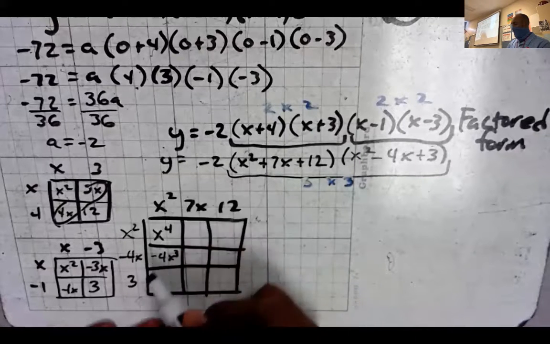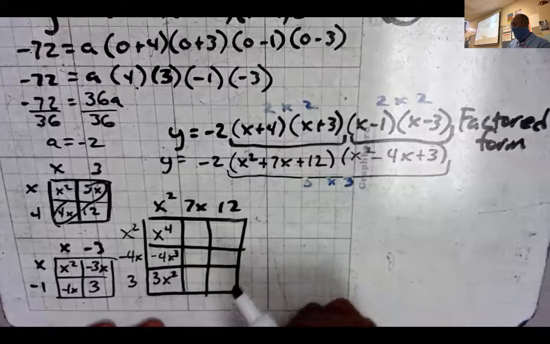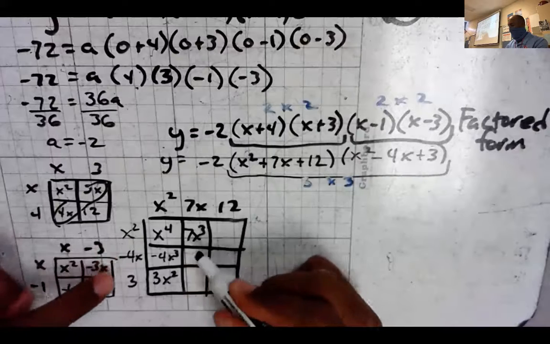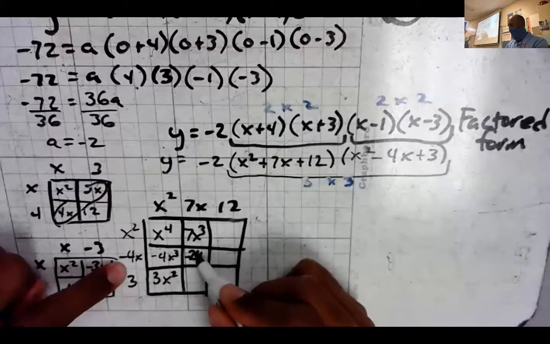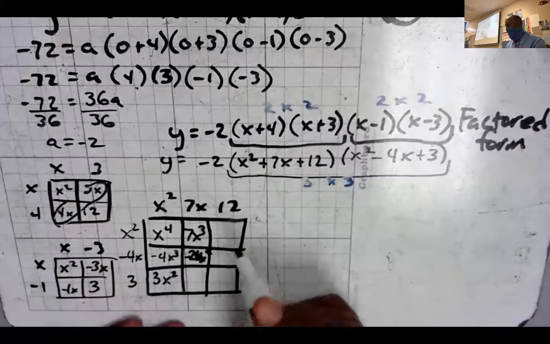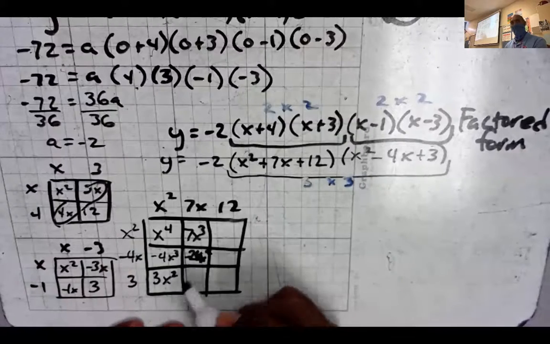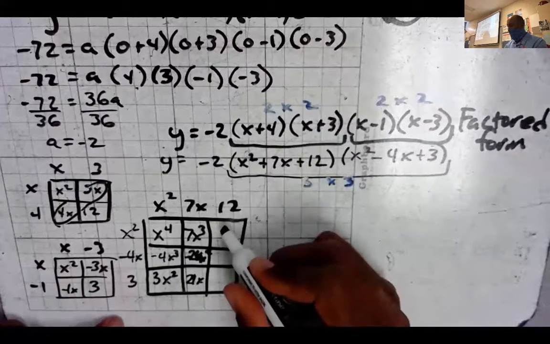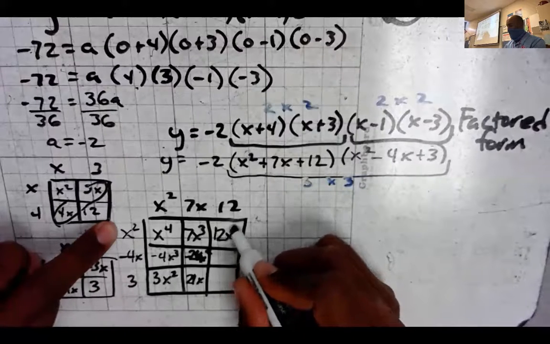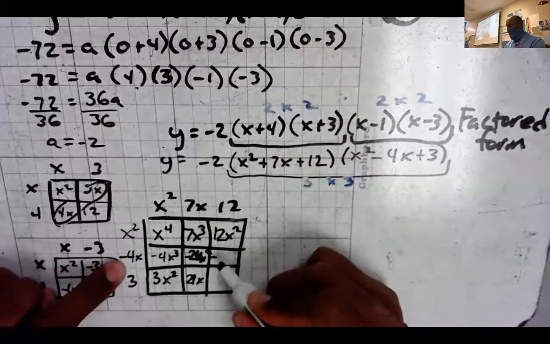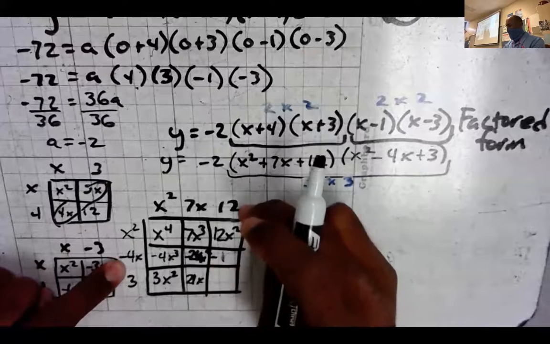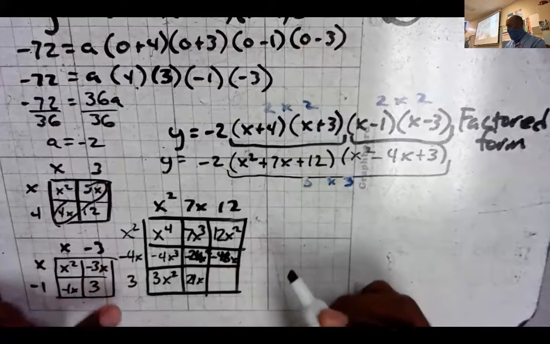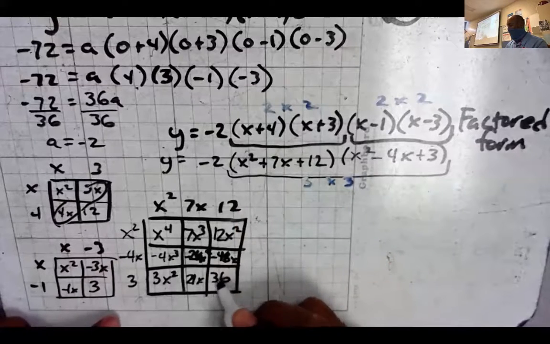Okay, then x squared times 3 is 3x squared. X squared and 7x, 7x cubed. Negative 28x squared. Sorry if you guys can't see that, but that's negative 28x squared. Then 7x times 3 is 21x. 12x squared here. Negative 4 times 12 is negative 48x. And then the last one, 3 times 12 is 36.